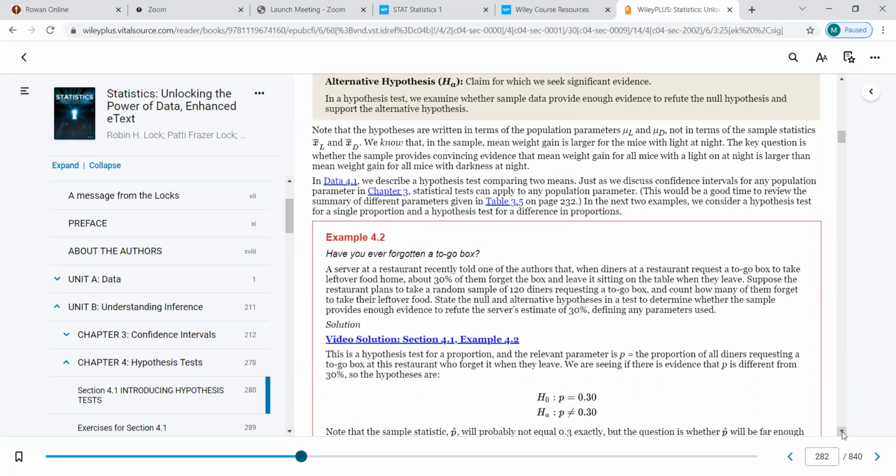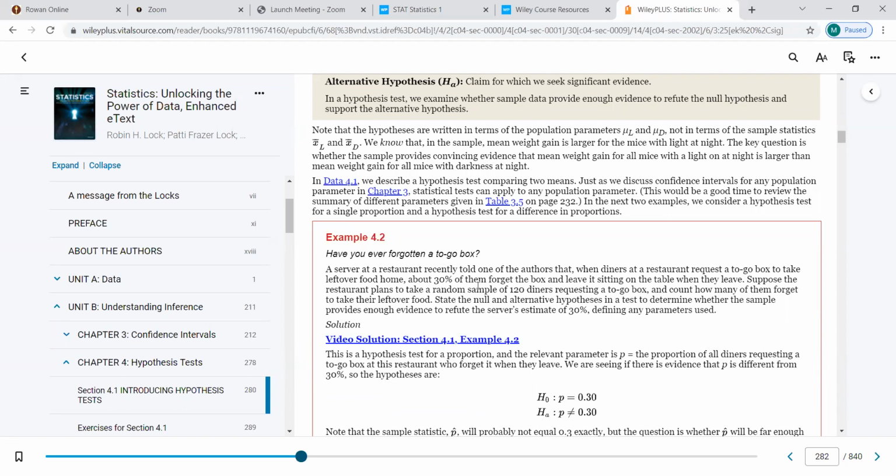So let's do another example here, just to give you an idea of how to set up the null and alternative hypothesis. Here it says a server at a restaurant recently told one of the authors that when diners at a restaurant request a to-go box, what does that mean? At the end of the dinner or lunch, you want to have a little box with the leftovers in it, right? So that's a to-go box, to take leftover food home. According to the server, about 30% of the people who get these little boxes to take home at this restaurant forget the box and leave it at the table.